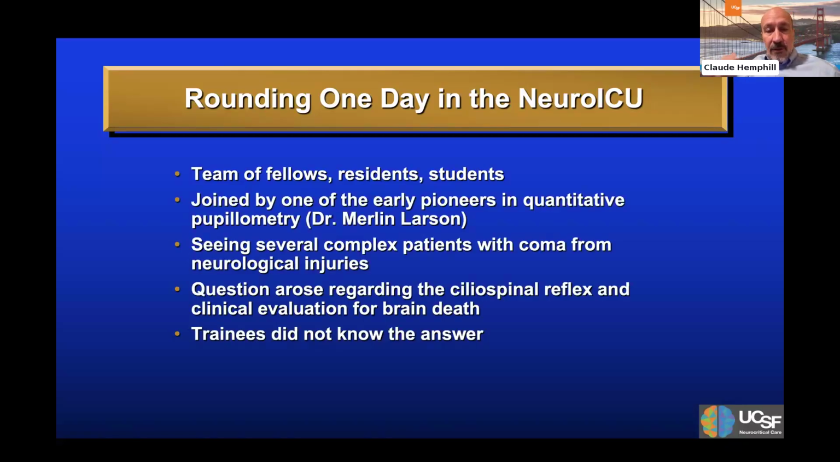And one day we were joined by one of the early pioneers in quantitative pupillometry, Dr. Merlin Larson. Merlin is an emeritus professor of anesthesia at UCSF, and he was using the pupillometer many, many years ago and has thought a lot about not only the clinical application of it, but the science underpinning the values that we get derived from pupillometry. So we're doing like we do every day on rounds and seeing several complex patients with coma from neurologic injuries. And a question arose regarding different reflexes that may or may not be present and whether we could do brain death testing if they were.